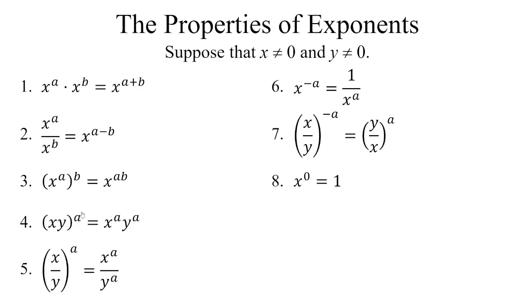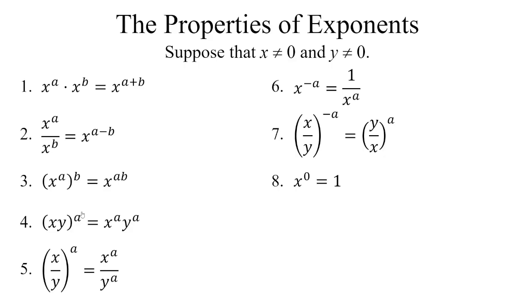The second one says, when you divide powers of the same base, you subtract the exponent. The third property said, when you raise a power to a power, you multiply the exponent. The fourth property, when you raise a product to a power, you raise both numbers to that power. The fifth one, when you raise a quotient to a power, you raise both numbers to a power.